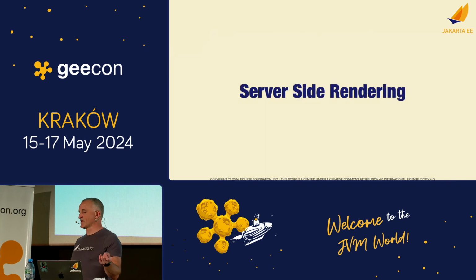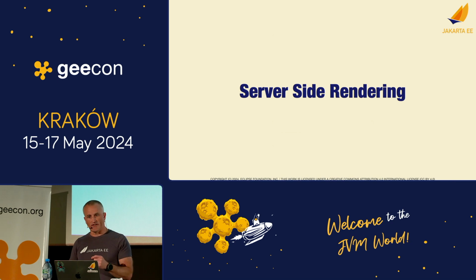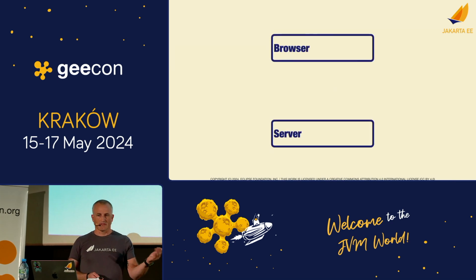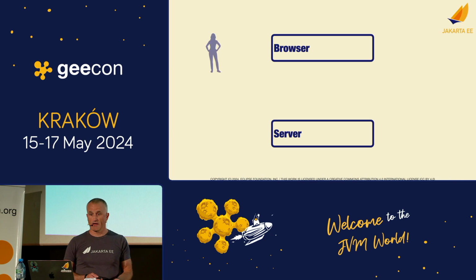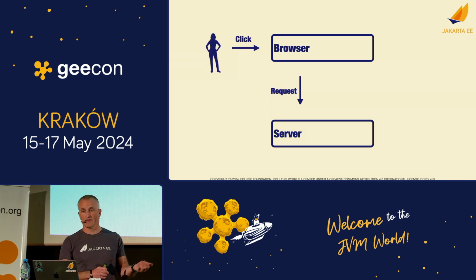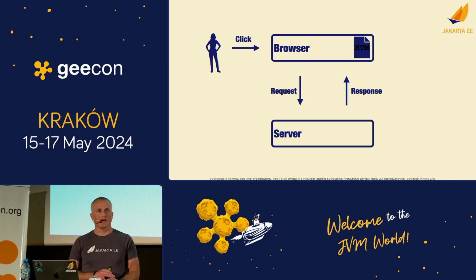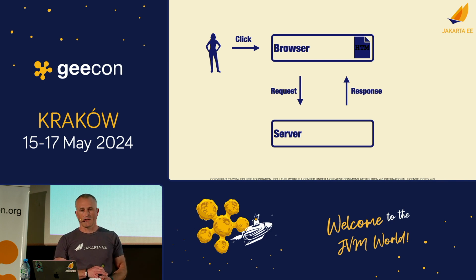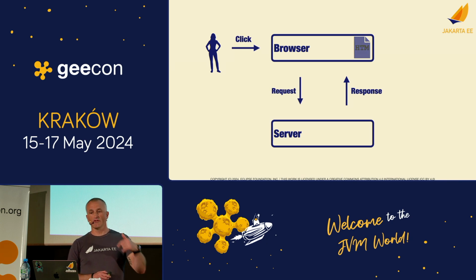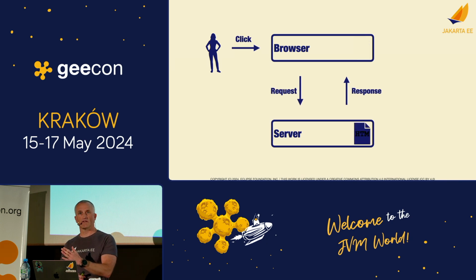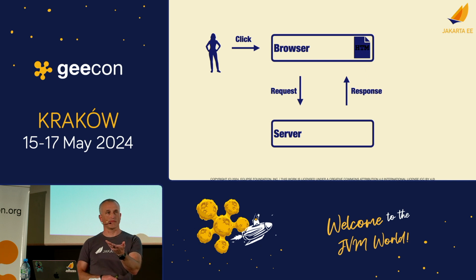If you do the same example using server-side rendering, you still have the browser and the server, and the user clicks in the browser, making a request to the server, which generates some HTML and sends it back to the browser. And what happens now if your user clicks again? Then you do the same thing over and over again. The first initial click may be faster, but for everything you do, you make a round trip to the server and render the HTML again.